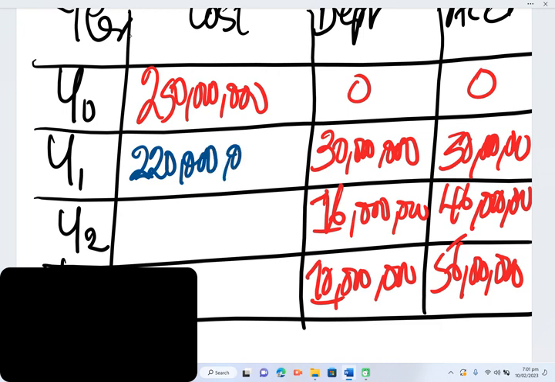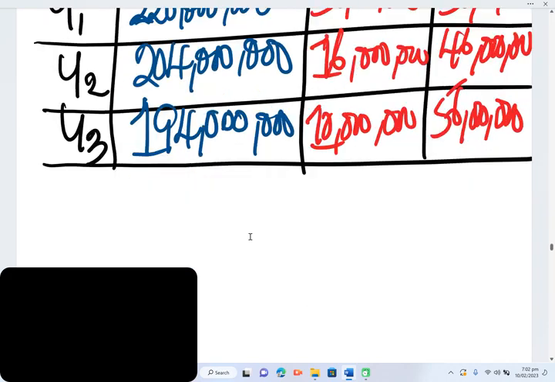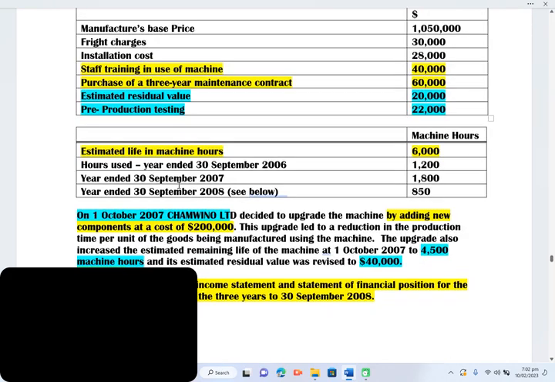Nafuata ni ngapi? 200 na 4. Nafuata 194. Hii ndio nini? Carrying amount. Hiyo ndio nini? Depreciation. Carrying amount umeshatumia interest. Sasa haya ndio mambo.